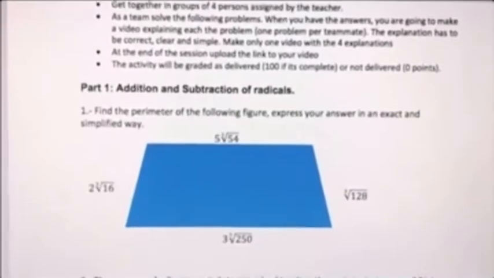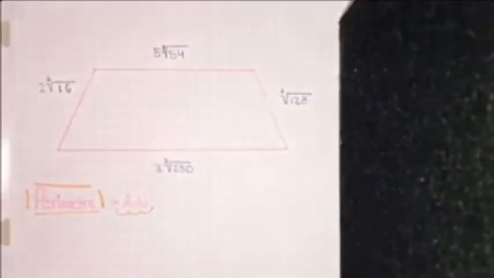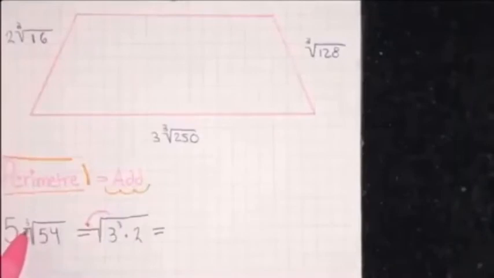Hi, today I'm going to show you how to find the perimeter of the following figure. To find the perimeter, we have to add all of our sides, but first we have to simplify. Here I have 5 times the cube root of 54. I then prime factorized and got 3 to the third power times 2.